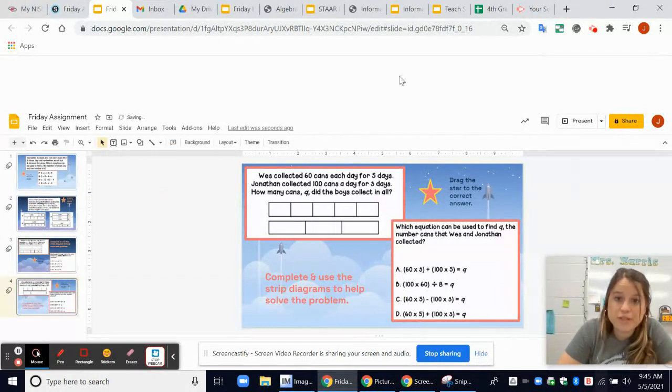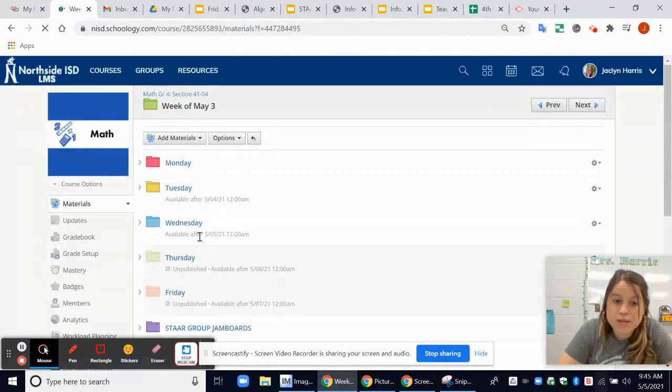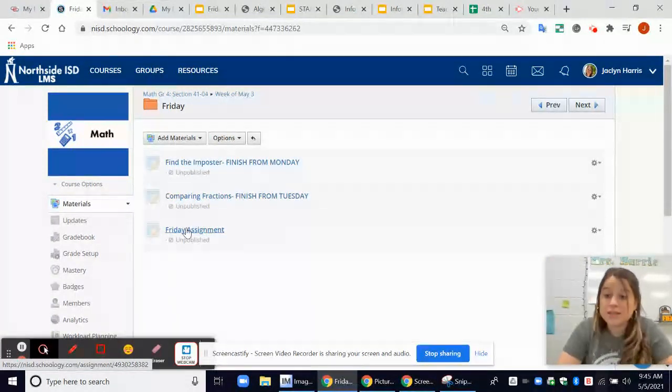So you have about 3 things in Schoology to do today. So once you finish those 3 on your Friday folder, you've done these 3 things and turned them all into me. 20 minutes of ST Math, and then you're all done for today. So 20 minutes of ST Math you have to do. Even if you already have your hour, you need to do your 20 minutes today. And then you're all done with math.